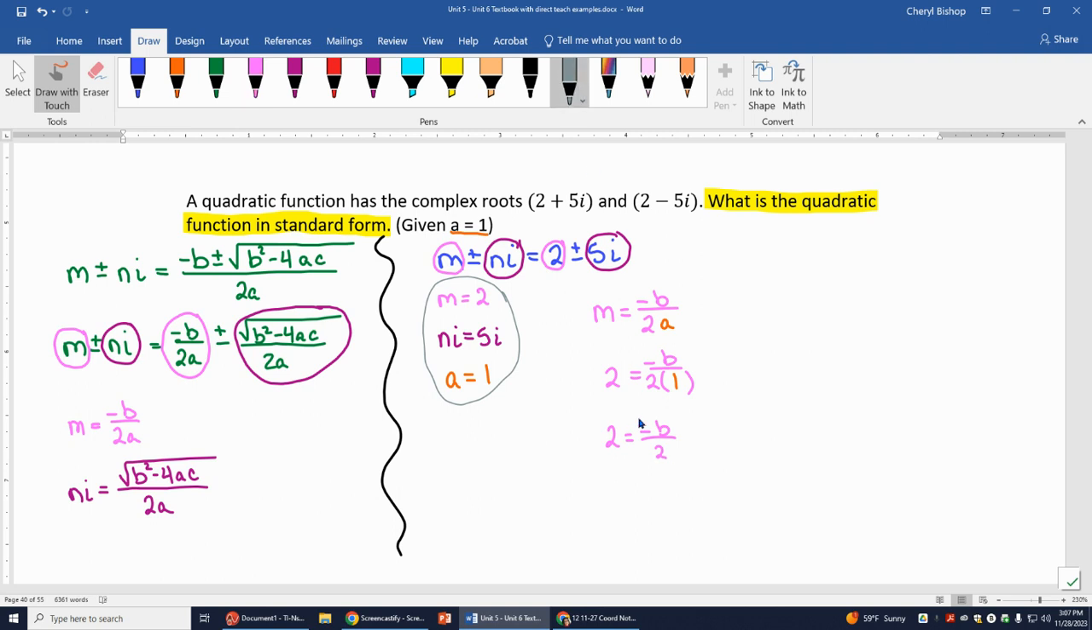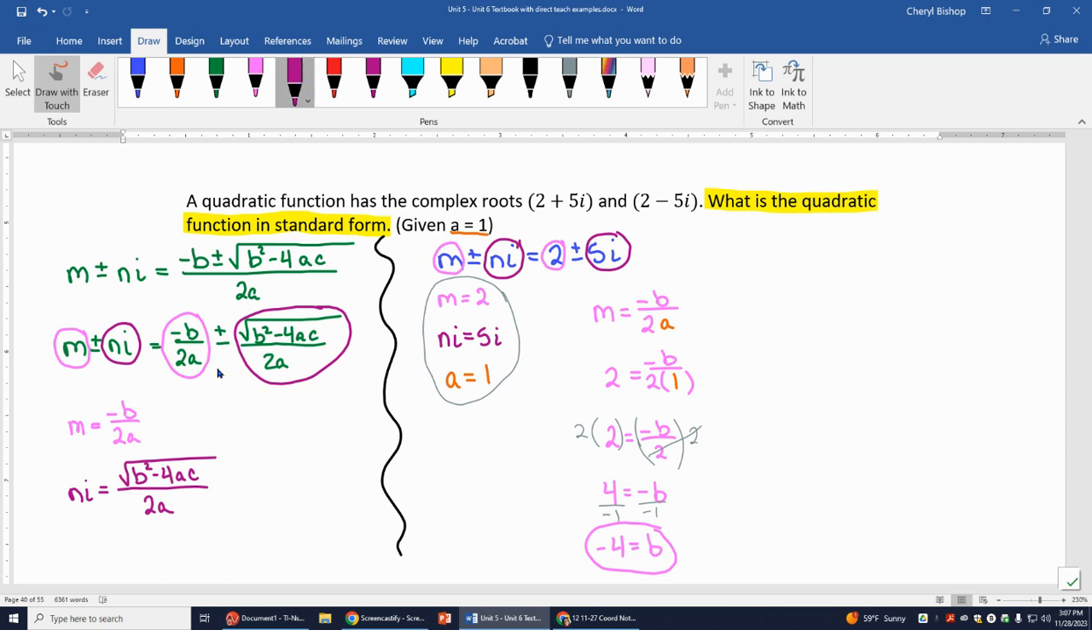Then, to get this 2 out of the denominator, I'm going to multiply both sides by 2. On this side, these cancel out. I'm going to have 4 equals negative b. Divide both sides by negative 1 to get rid of that negative on the b, and negative 4 equals b. So now I know what b equals. I know what a equals. All we have left is to find what c equals.